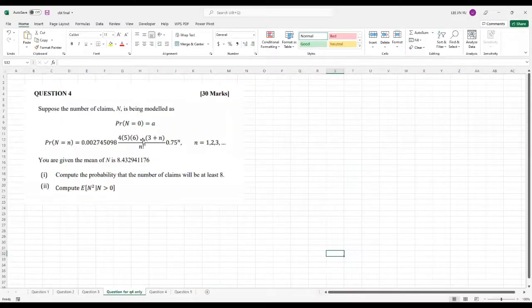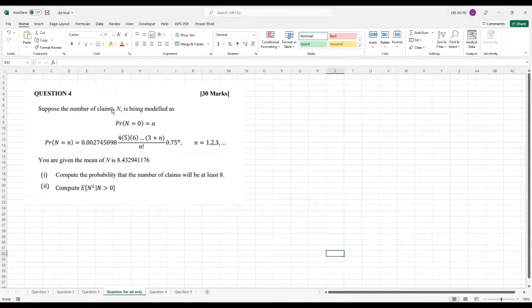Hi, today I'm going to talk about the computer-based test probability theory. I'll take a question as an example to teach you how to use Excel to solve computer-based test probability questions. For this question, we know that it's question 4.